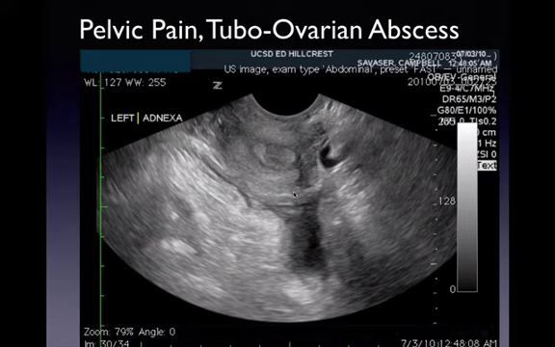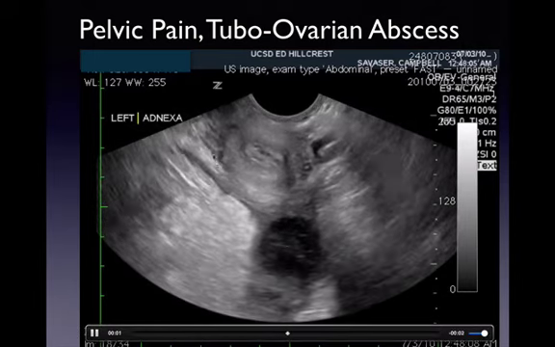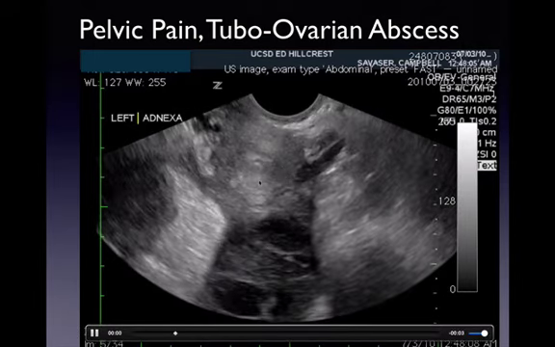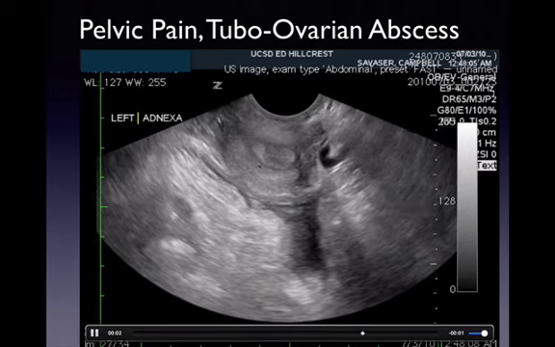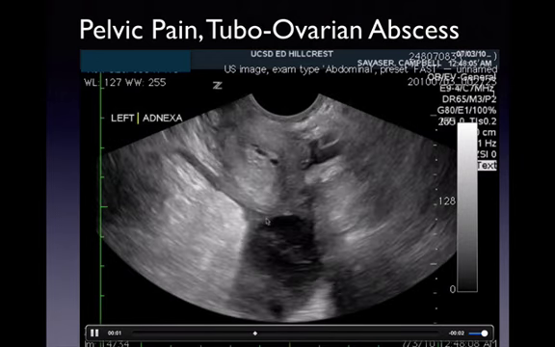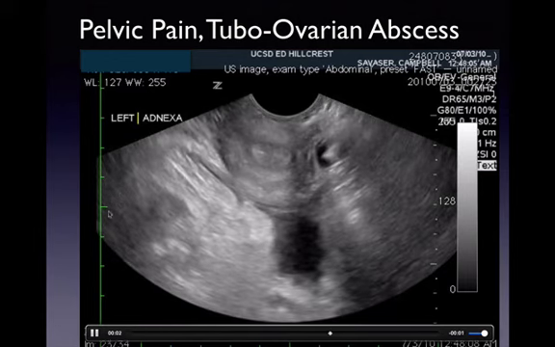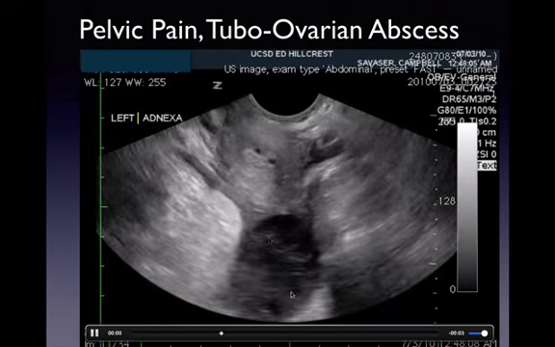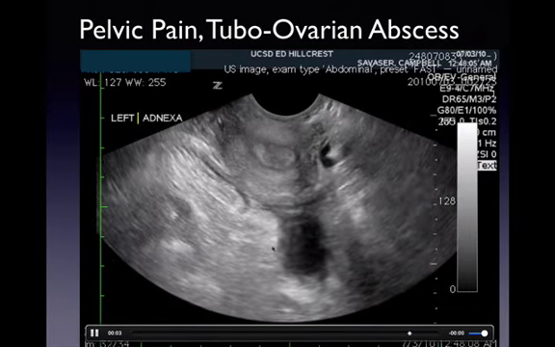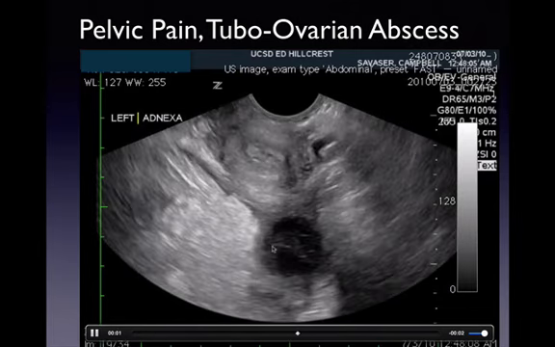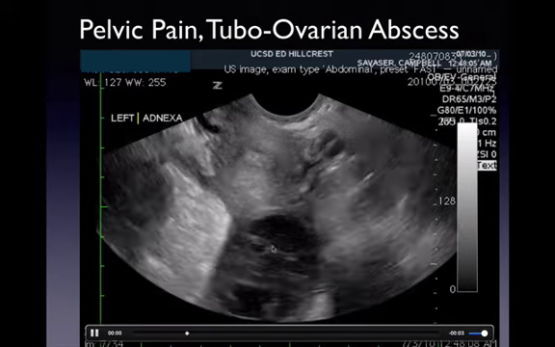This is a woman who came in after her honeymoon, and here is her uterus. You can see the endometrium right here, and behind her uterus we see these hypoechoic areas, and even lateral over here we saw a hypoechoic area of mixed heterogeneity, and this woman turned out to have tubo-ovarian abscess.